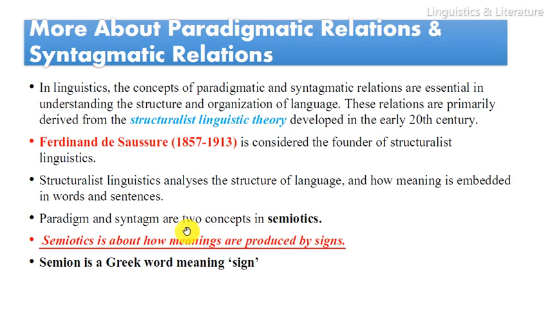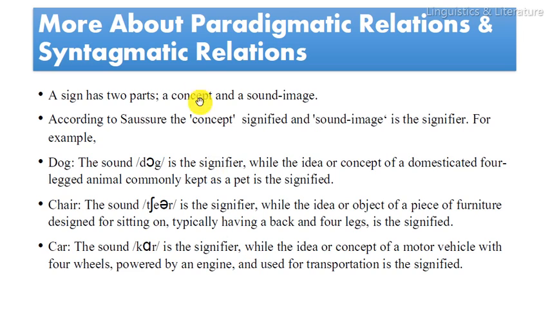Paradigm and syntagm are two concepts in semiotics, and semiotics is a branch of structuralist linguistics. Semiotics is about how meanings are produced by signs. Semion is a Greek word which means sign. Okay, a sign has two parts, a concept and a sound image. According to Saussure, the concept is the signified and the sound image is the signifier.